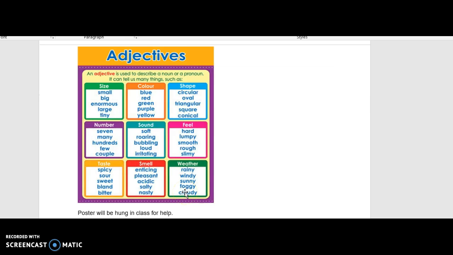We will also have this poster hanging in class. Now, I don't want you guys relying on it. I want you guys to come up with these words on your own and to ask other people. If you need help, ask me, and we'll try and come up with some adjectives.